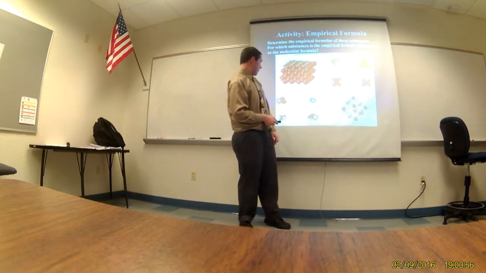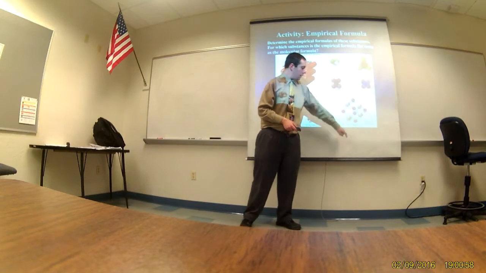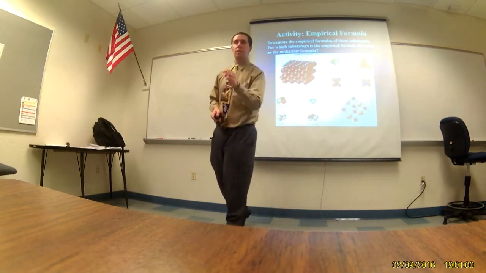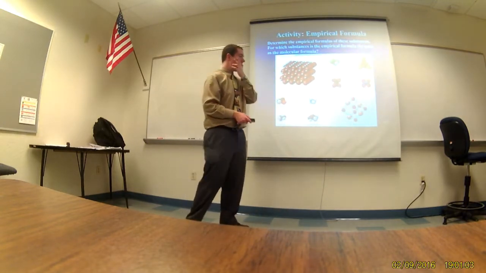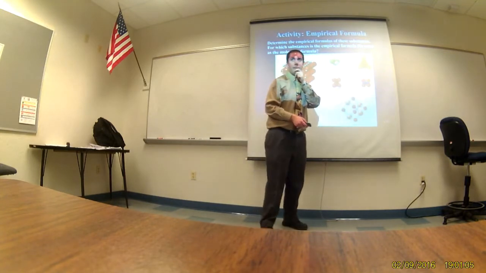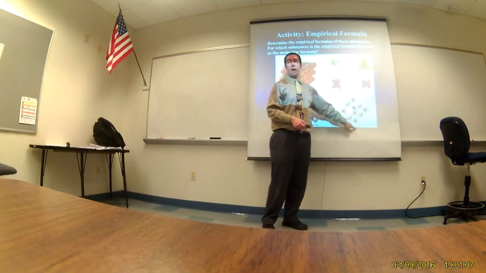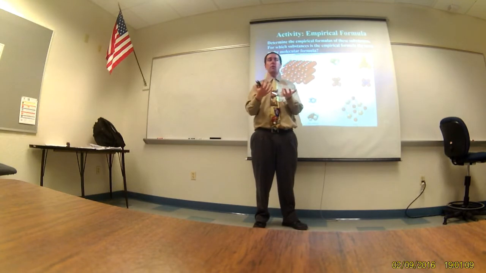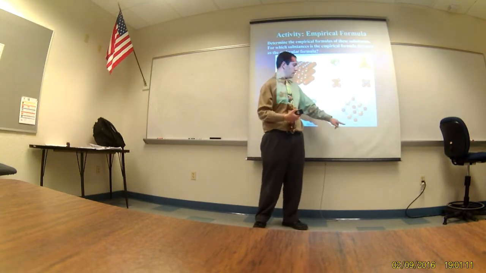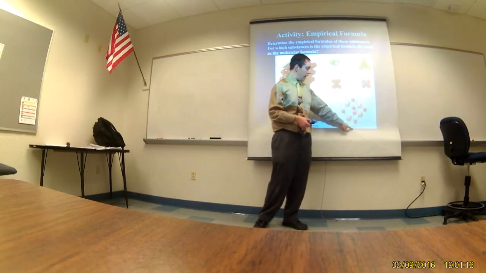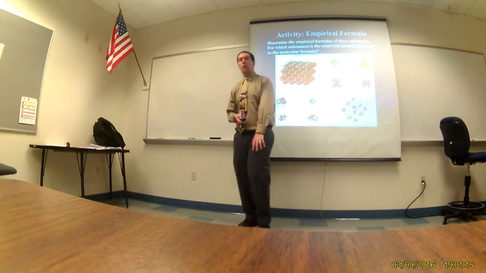Let's come down and do this one. P4O6. P2O3. They're not both divisible by 4, right? You take the largest number that they're both divisible by, and that's 2. You cut both numbers in half. P2O3.